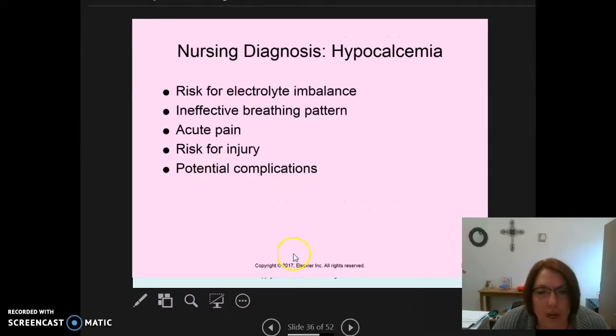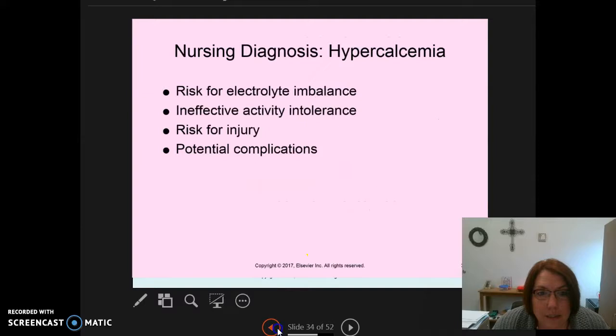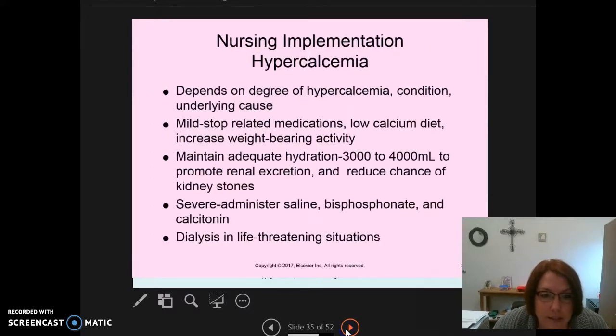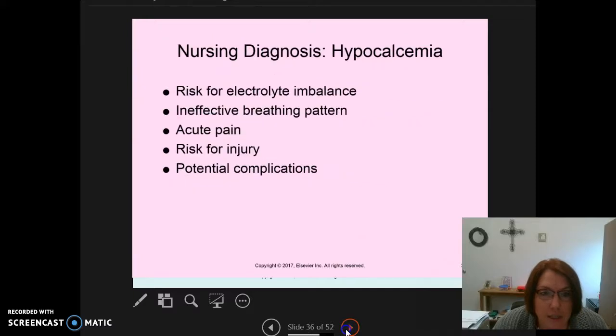So now let's talk, we went back, hypocalcemia. Just remember, here's your clinical manifestations. And if I were 20 years younger and studying, I might put these on, like I said, some flashcards to help me remember each of these things, because this section is a lot of memorization.